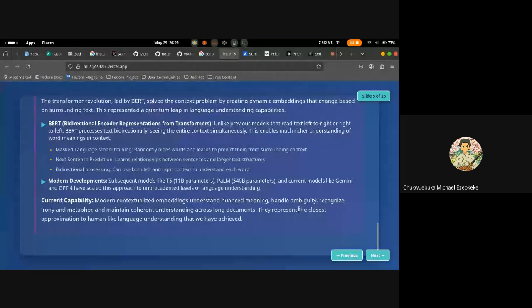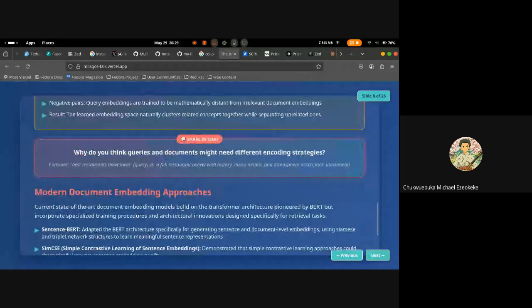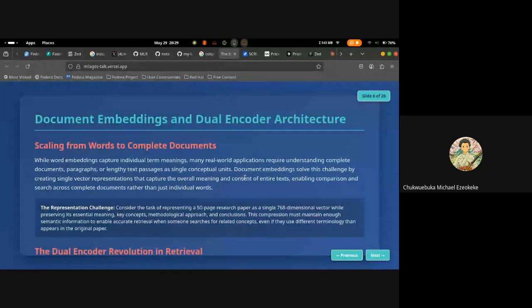So, moving on. Next, I'm talking about document embeddings and dual encoder architecture. We all know that word embeddings can capture individual word meanings. But many applications require a complete understanding of documents, paragraphs, or text passages. Document embeddings help solve this challenge by creating a single vector representation that captures the overall meaning and context of an entire text, enabling comparison and retrieval.